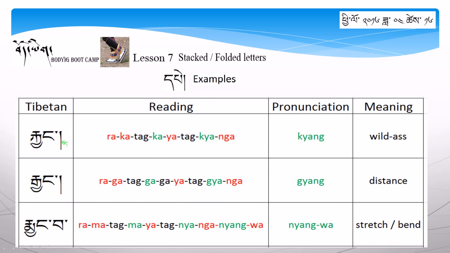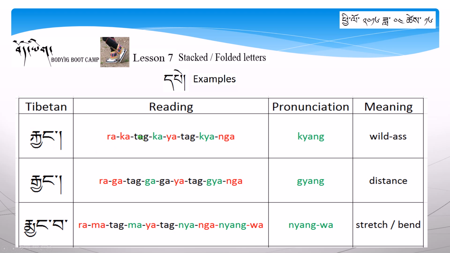And then I have some examples here. The first example we have is ra, kata, ka, yata, kya, nga, kyang, meaning while or as. And then ra, kata, gayata, kya, nga, gyang; gyang means distance. And then ra, mata, mayata, nya, nga, nyangwa; nyangwa means stretch or bend. So basically, the red letters are the individual characters. The ra is the first at the top here, ka, and then the ya is right here, and then nga, which is right here.